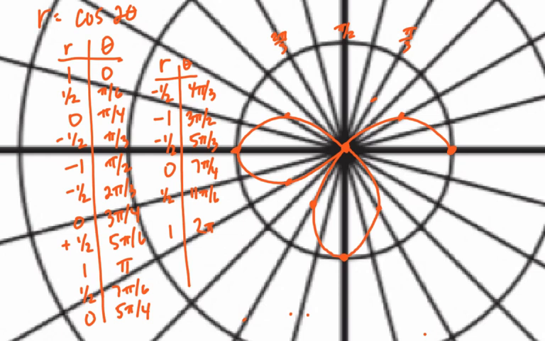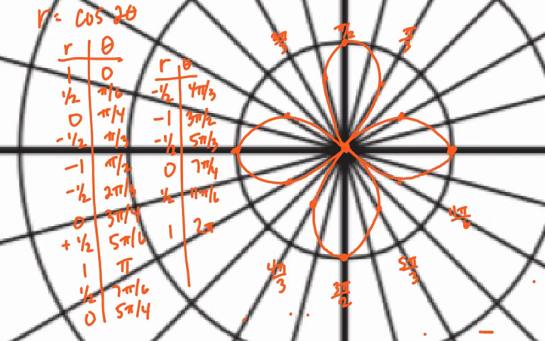So let's go back to this 4 pi over 3. Down here is 4 pi over 3, and it has a radius of -1/2, so it goes there. And then we have 3 pi over 2, and it has a radius of -1. And then 5 pi over 3 has a radius of -1/2. This one should be a little higher. So we continue our loop this way. And then 11 pi over 6 has a radius of 1/2.